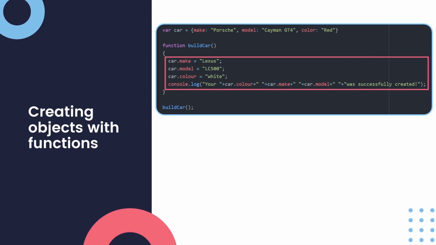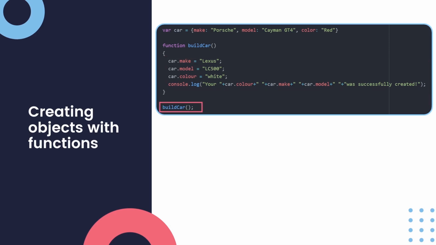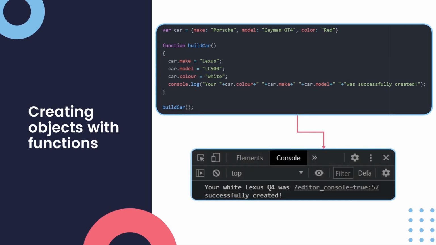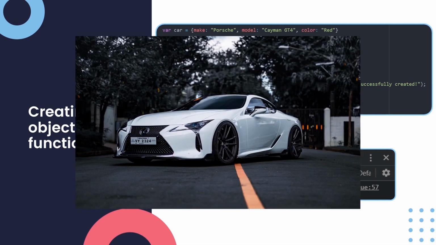And then once the car is built as part of this function, we then console log something to the console, which is your car color, make, as well as the model was successfully created. And then we essentially call that function, and this is what the code output looks like for that. Your white Lexus was successfully built. Now, since we are binging on cars, let's take a look at what the LC500 looks like. I think it looks pretty sleek.